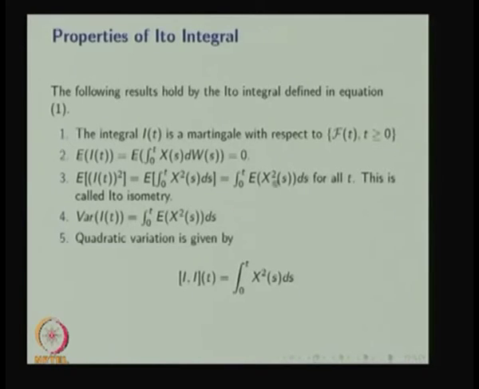This is a very important property of second order expectation. The expectation of I(t) whole squared is nothing but the integral from 0 to t of the expectation of X squared ds. This is nothing but the Riemann integral. For fixed s, the expectation of X squared(s) is a function of s. So you are integrating from 0 to t, the integrand being the expectation of X squared(s) ds, which is the Riemann integral.